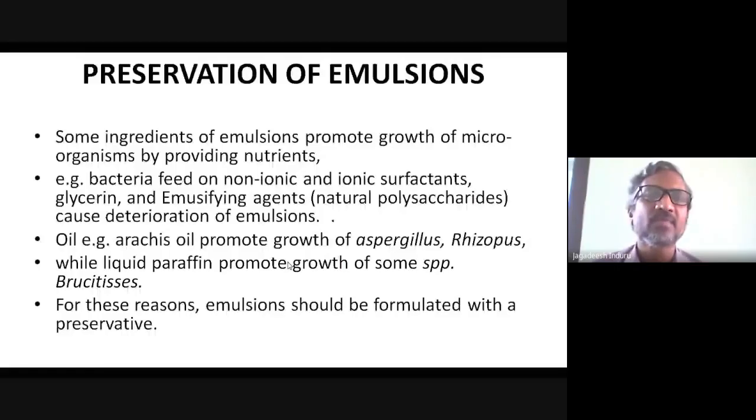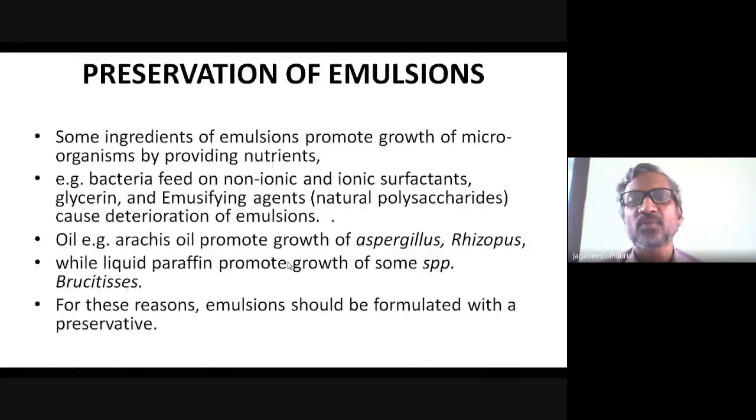Or sometimes we have water soluble components. We want to give them a longer duration of action, and we want a reduction in their bitter taste. So we want to entrap them in the water phase, and we take an oil outside. So this is actually a water in oil emulsion we are preparing. In all the cases, oil, water and emulgent are a very good medium for bacterial growth. These provide the microorganisms good nutrients. Most of the time, these bacteria feed on non-ionic and ionic surfactants and some components like glycerin and emulsifying agents.